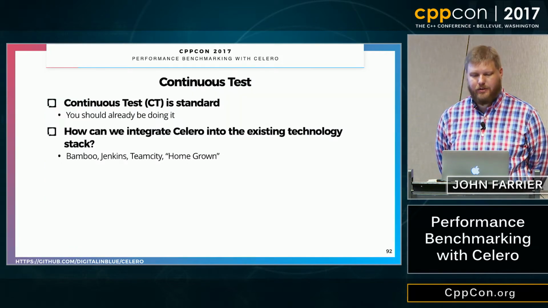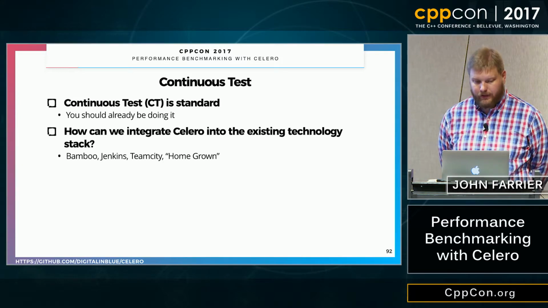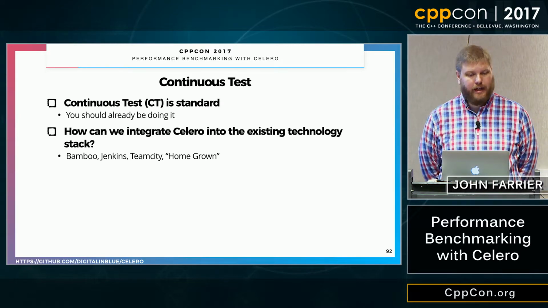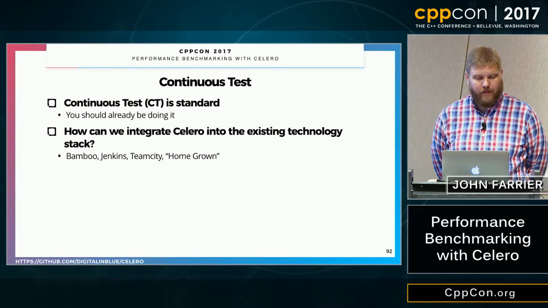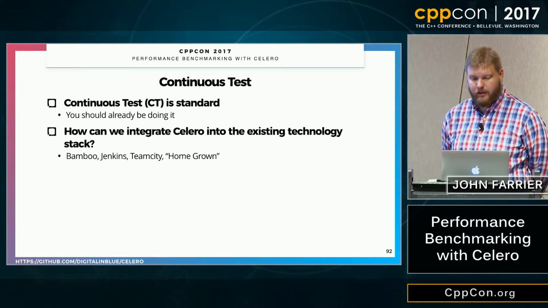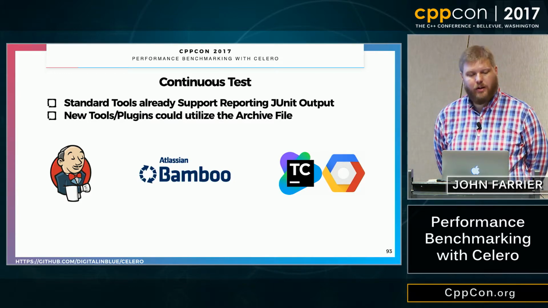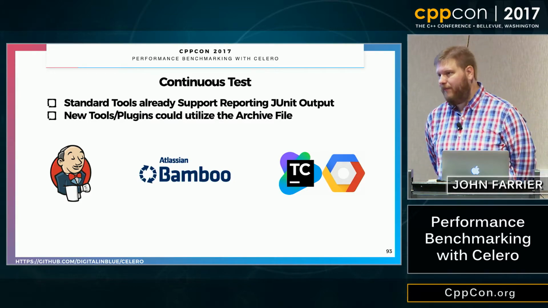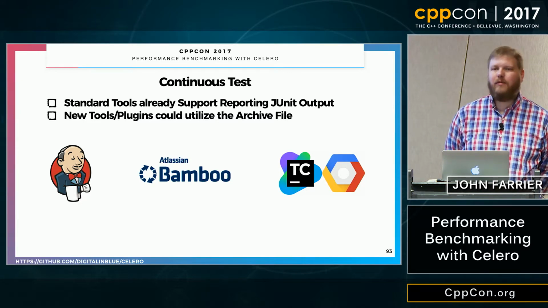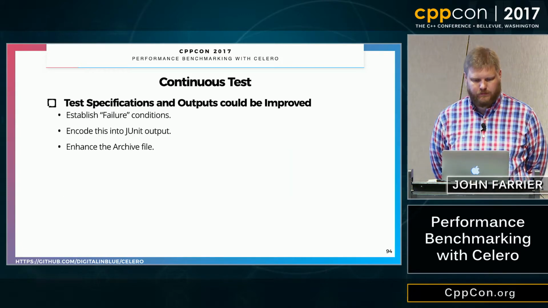So how do we get this into continuous test? Chances are a lot of you are already doing this. And there's a lot of third-party tools out there to help. I've got experience with Bamboo and Jenkins, but there's others out there as well. I think we could also write new plugins for these to help visualize these results specifically, because they're a slightly different flavor than a lot of just regular unit test results are.